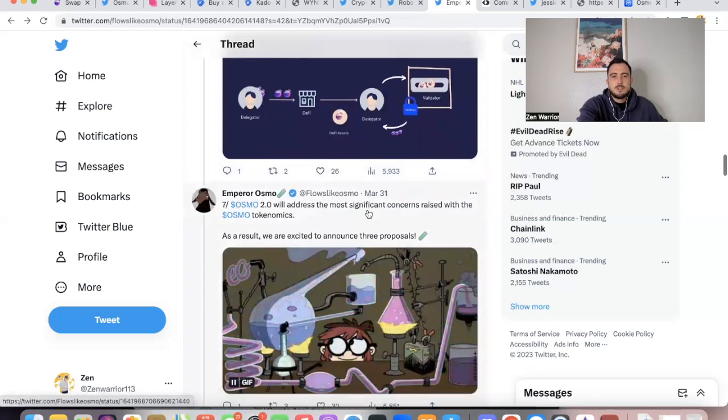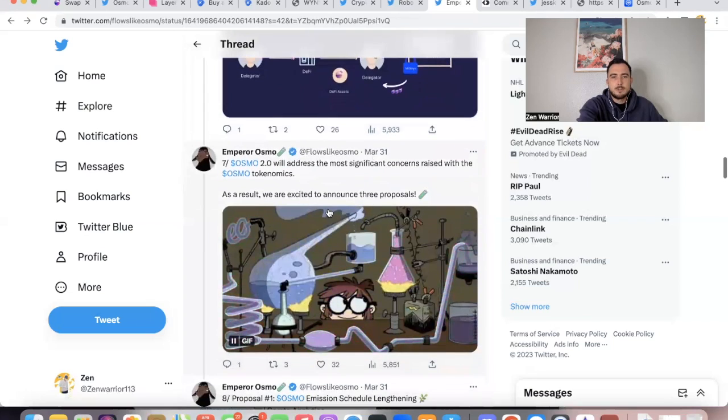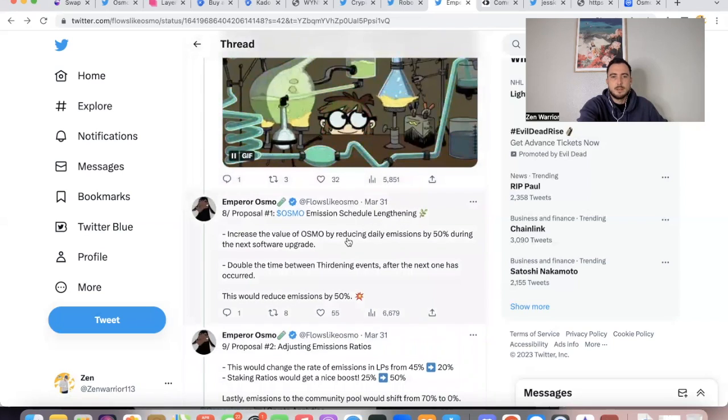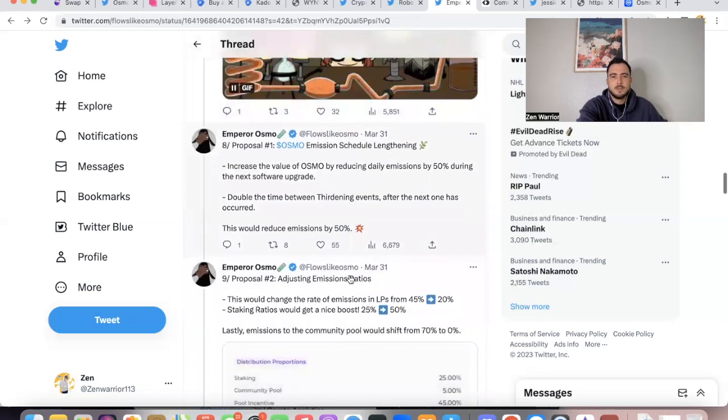So Osmosis 2.0 will address the most significant concerns raised with Osmo tokenomics. As a result, we're excited to announce three proposals. Proposal number one: Osmo emission schedule lengthening. Increase the value of Osmo by reducing daily emissions by 50% during the next software upgrade. Double the time between thirding events after the next one has occurred. This would reduce emissions by 50%.